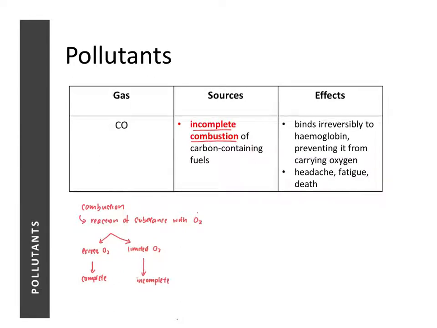When we have complete combustion, the products that will be formed would be carbon dioxide and water. And for incomplete combustion, most of the time, it will produce CO plus water. So I hope you can see here that complete combustion doesn't produce carbon monoxide as a pollutant, but only when the combustion is incomplete, only then will you produce carbon monoxide.